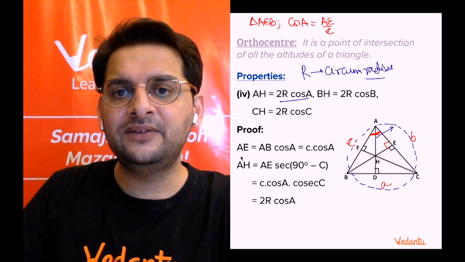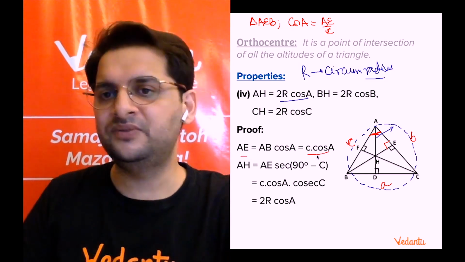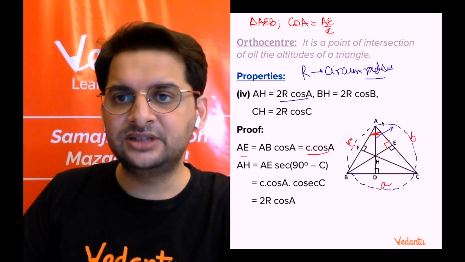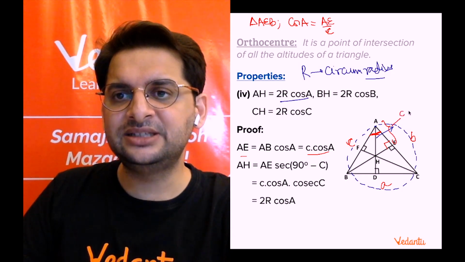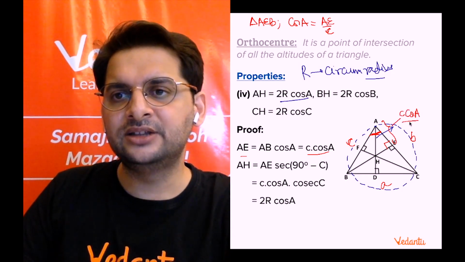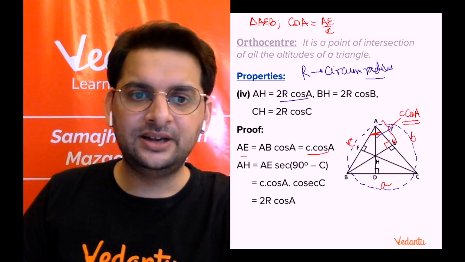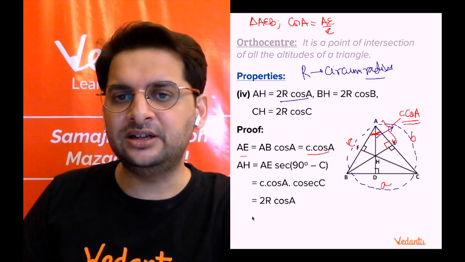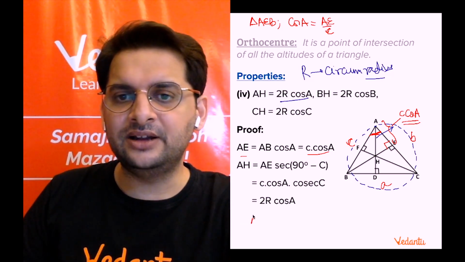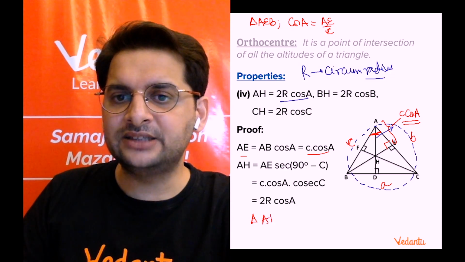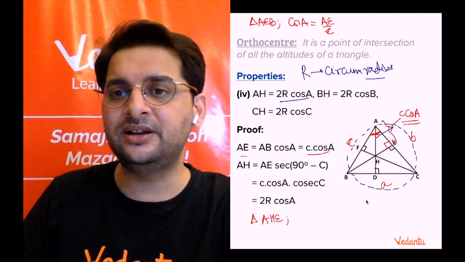So AE will be C cos A. No problem with this. So this length has been C cos A. There's no problem with this. Right. Now, let us change the triangle. Let us consider triangle AHE, which is again a right angle triangle.